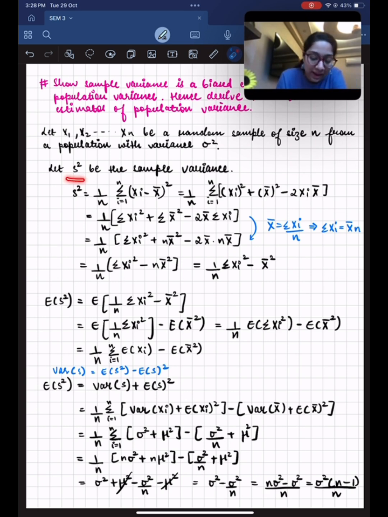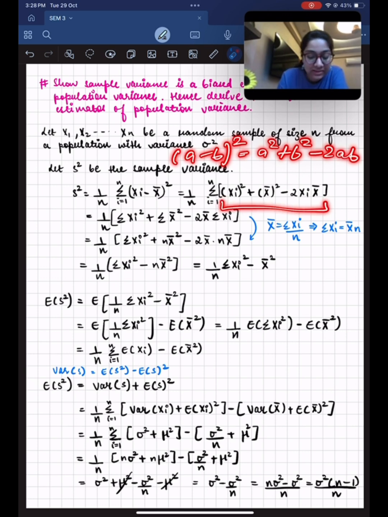Now we'll take S square to be the sample variance, and we'll use the formulas to simplify the value of S square. Since S square is equal to 1 by n summation of xi minus x bar whole square, we'll use the property of a minus b whole square equal to a square plus b square minus 2ab to split this term like this.